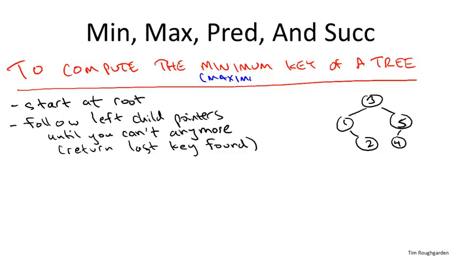Of course, if we want to compute the maximum, instead of following left child pointers, we follow right child pointers. By symmetric reasoning, that's guaranteed to find the largest key in the tree. It's like searching for the key plus infinity. All right, so what about computing the predecessor?